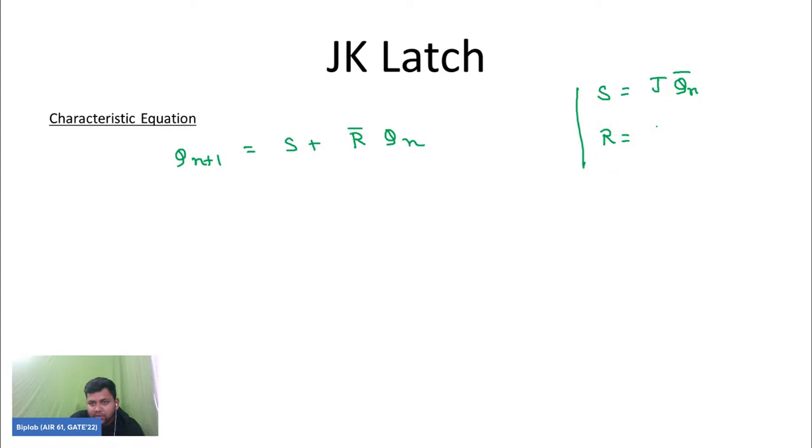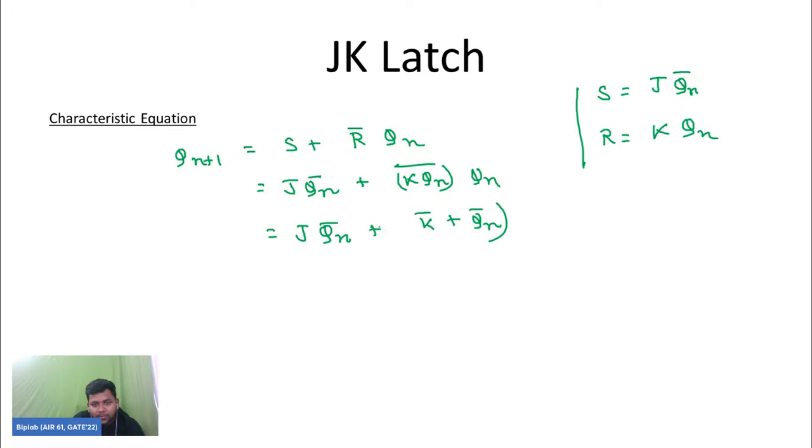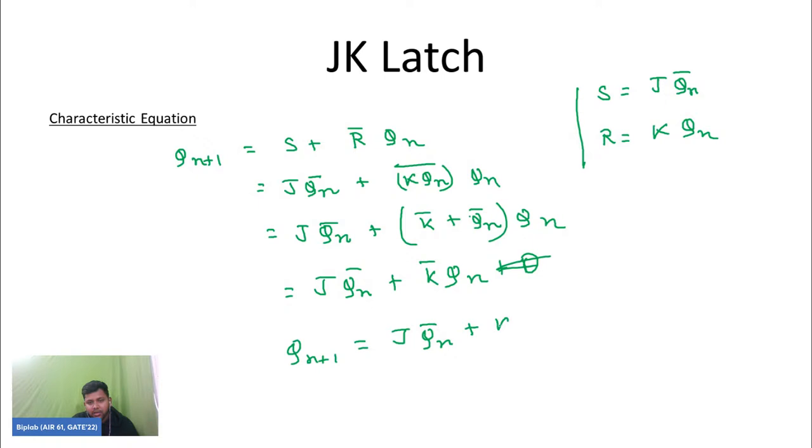Now put these values here. So J Qn bar, plus the whole bar of K Qn, into Qn, which makes J Qn bar plus K bar Qn plus Qn bar Qn. Qn Qn bar is 0, which can be cancelled. And this is the characteristic equation. Let me write it clearly here: J Qn bar plus K bar Qn.